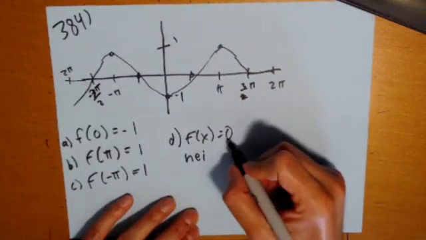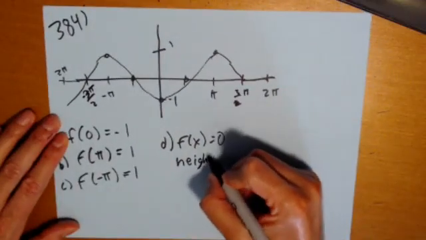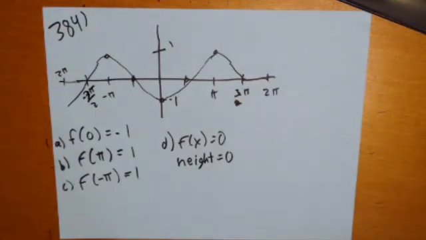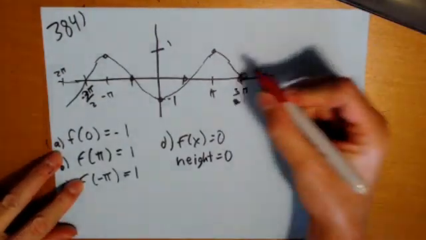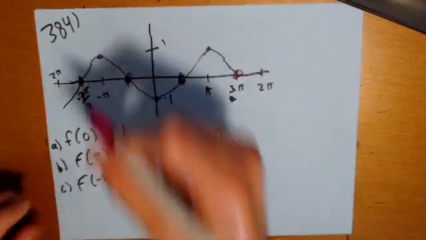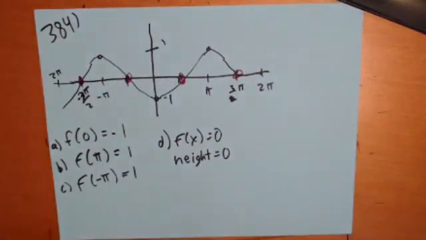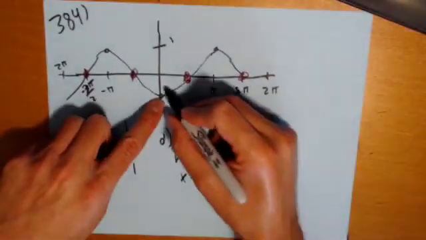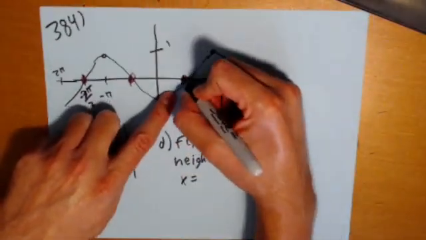Okay, f of x is 0. That means when the height is 0. Where does the function have a height of 0? Here, here, here, and here. So when does the function equal 0? When x is halfway to pi. That's tricky. Halfway to pi.